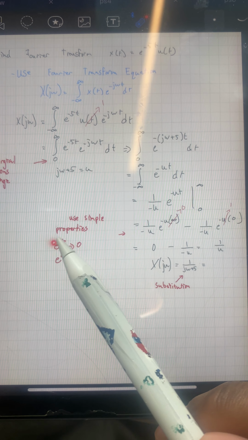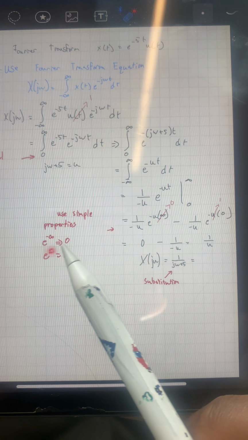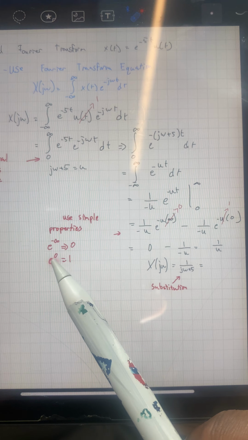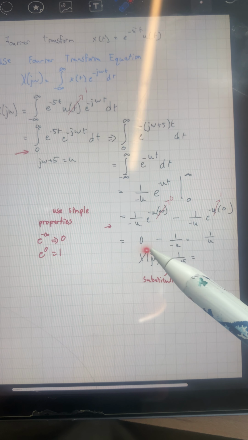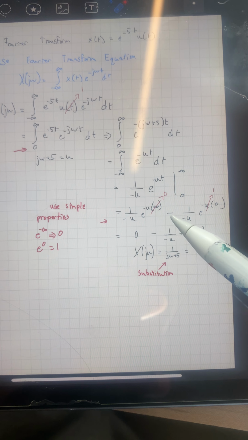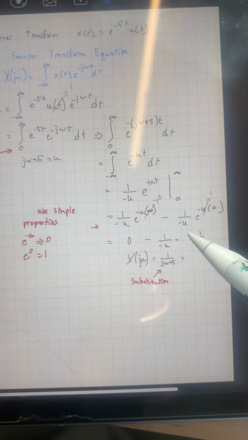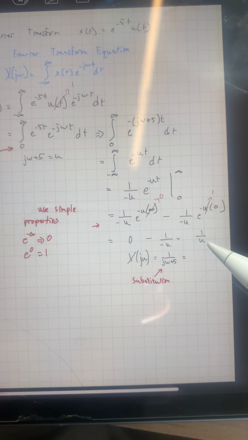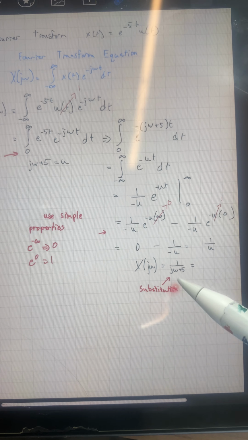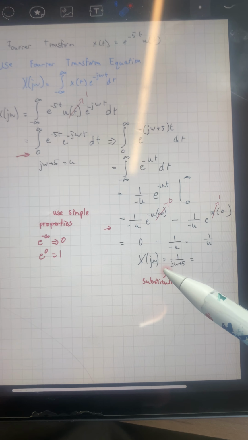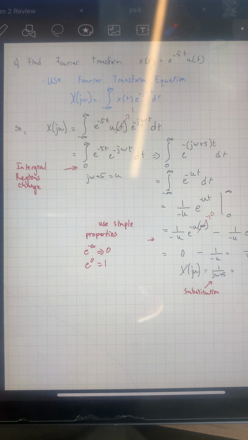So then we use one of our simple properties. When we plug in e to the minus infinity, that just goes to 0, and when we plug in e to the 0, we get 1. So when we plug it in, we have 0 minus 1 over minus u. From then on, we just get 1 over u, and all we're going to do is substitute it back into our equation for us to get 1 over j omega plus 5. So now that's how we solve for the Fourier transform.